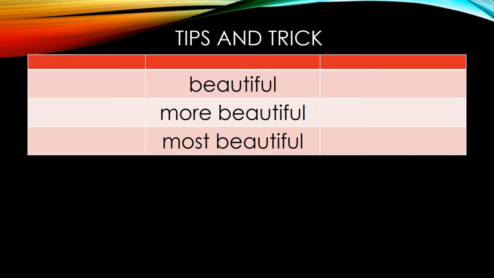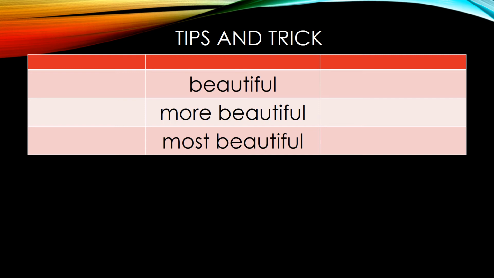If you come across a word with short spelling, like for example short, tall, neat, pretty, you can use ER and EST. But if you come across a long word, like for example beautiful, dangerous, difficult, handsome, intelligent, we can see that the spelling is a little bit long. You have to use more and most. You cannot add ER or EST, like for example beautiful, beautifuler, beautifulest. There are no such words like that, okay?